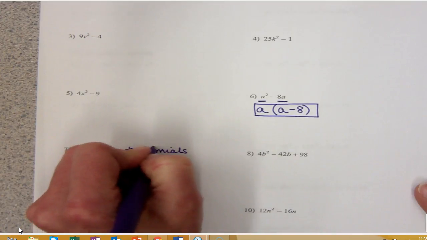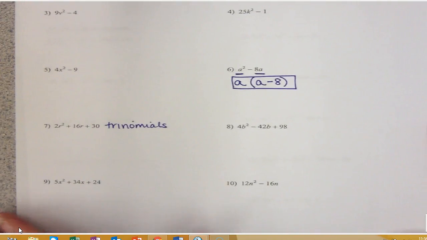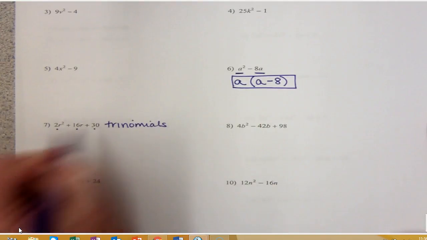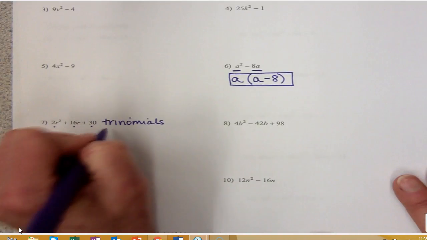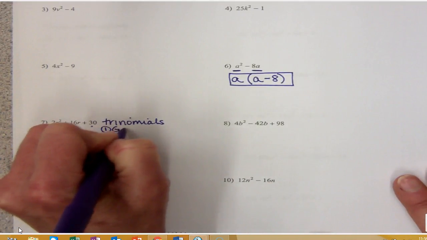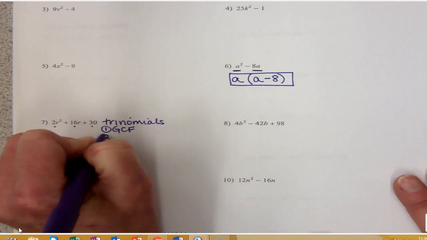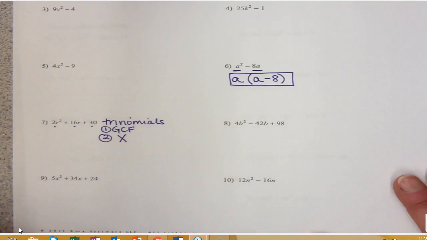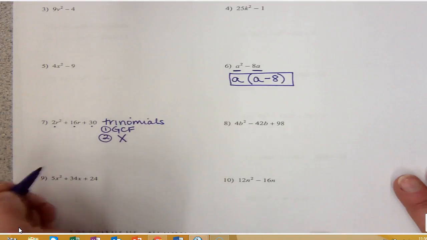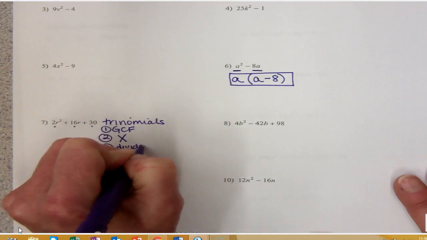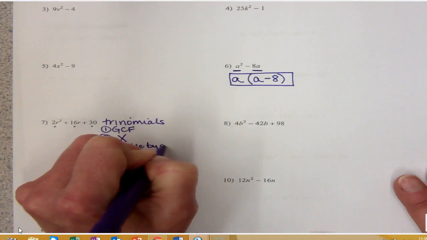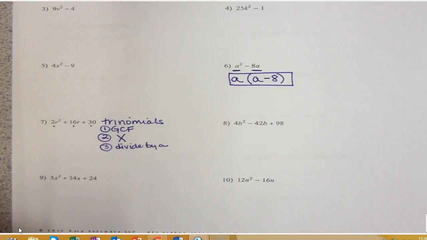Okay? All right, so now as we look down here, we notice these three are trinomials, meaning that there are three terms. 1, 2, 3. 3 terms. So that makes it a trinomial. We need to use our skills for a trinomial, and when we look at trinomials, the first thing we do is the GCF. Then the second thing we do is we create our X, and then last thing we're going to do is divide by our A, right?